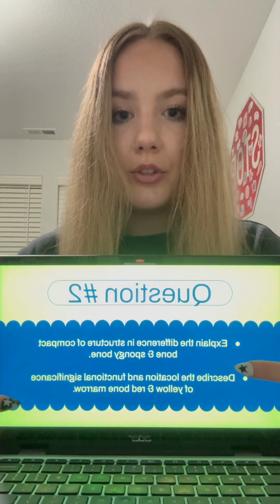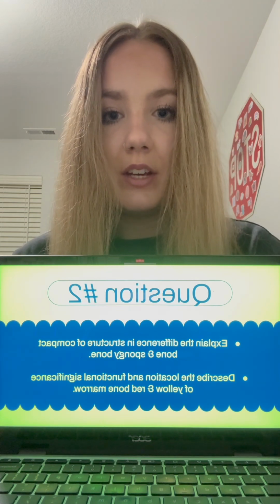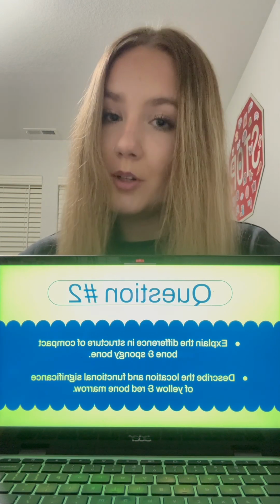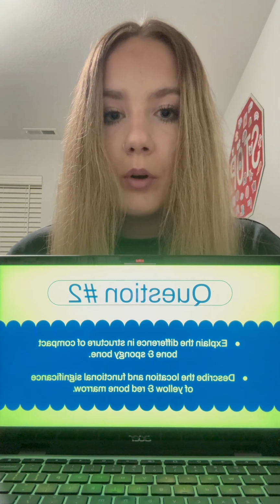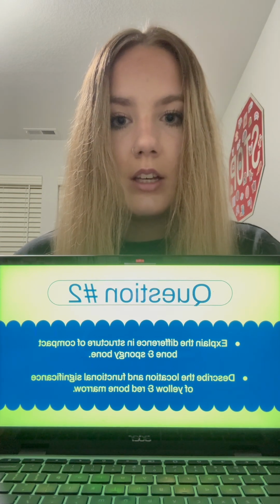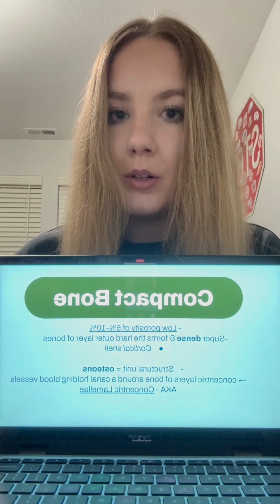So I had question number 2, and it has about 2 parts to it. The first part wants you to explain the significance and structure of compact bone to then spongy bone. And then the second part wants you to describe the location and functional significance of yellow and red bone marrow. So first we'll start off with compact bone.